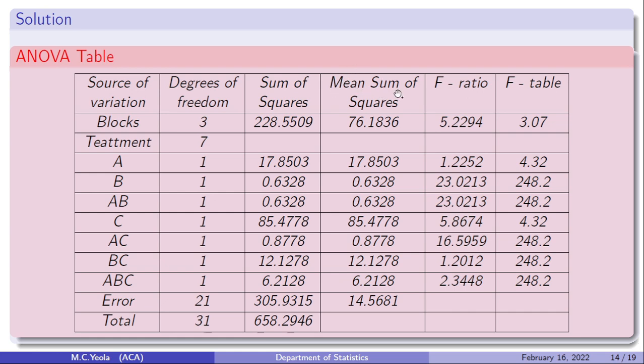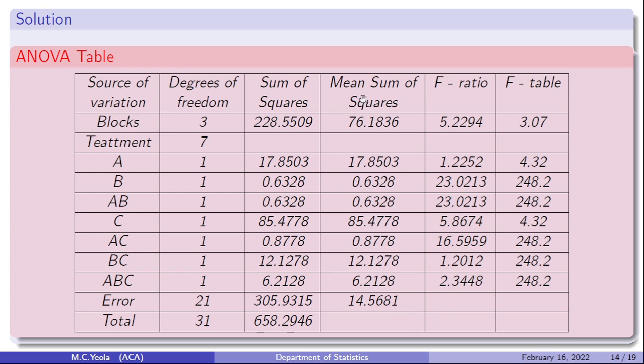How are we getting this mean sum of square? Sum of squares divided by its degrees of freedom. So how do we get this value? This is divided by 3 here, and this is divided by this, so we are getting the same values for all the treatment combinations, because we are dividing by 1 here. Only this 305 divided by 21 gives us 14.5681 here.